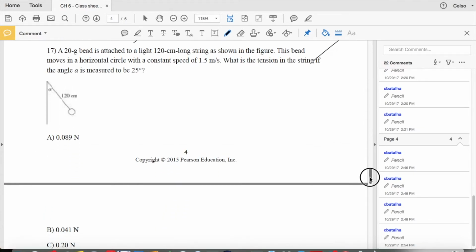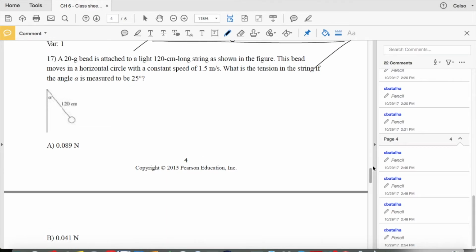Okay. How about this? We have a bead attached to a 120 centimeters long string. So L is 120 centimeters, which should be equal to 1.20 meters. This bead moves in a horizontal circle.